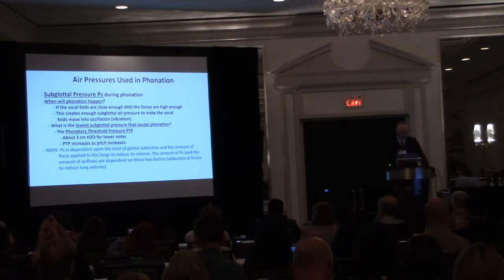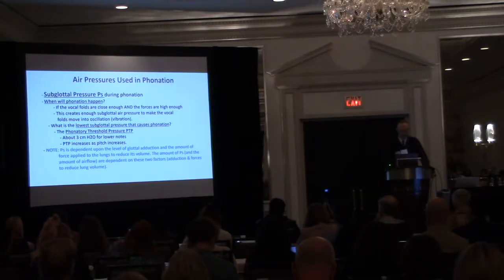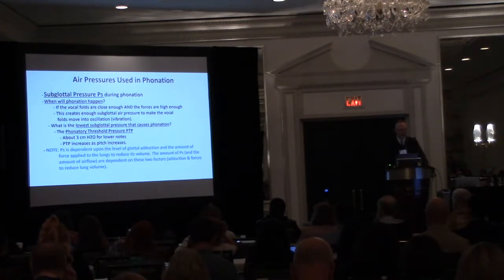So the subglottal pressure is dependent upon the level of glottal adduction and the amount of force applied to the lungs to reduce their volume. The amount of subglottal pressure and the amount of airflow that also results from that are dependent upon these two factors: adduction and forces to reduce the lung volume.